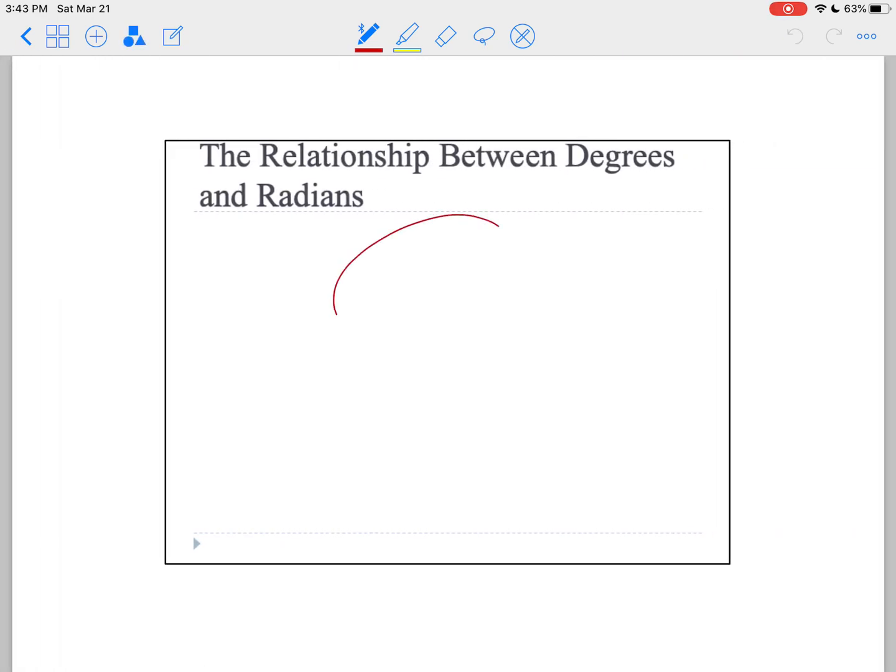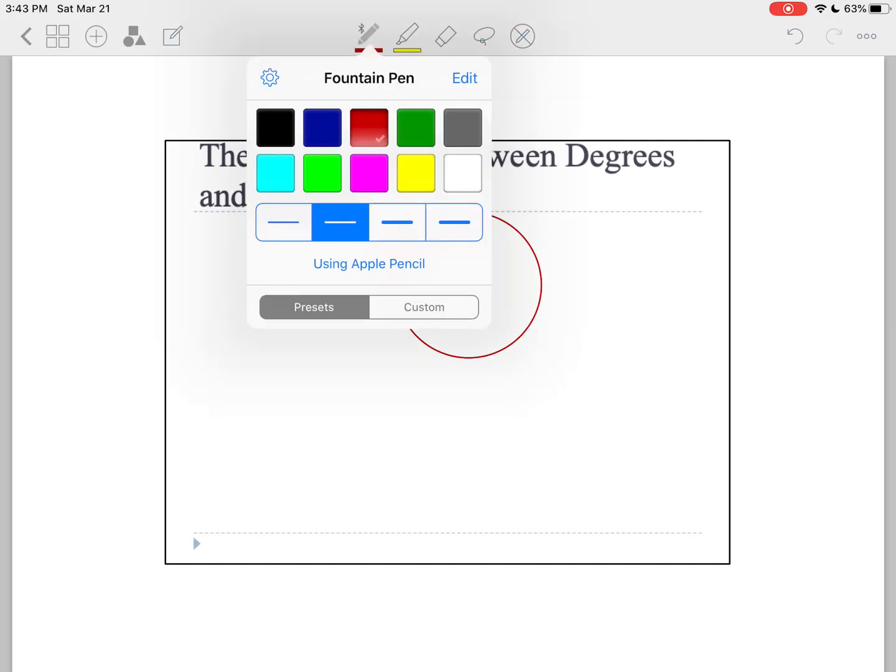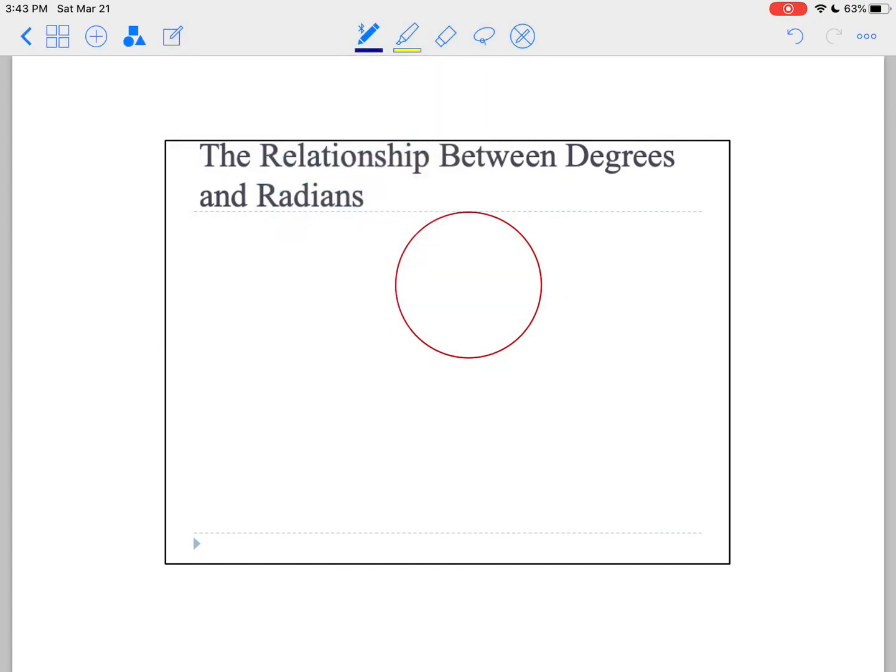And like I said earlier, if we think about a circle, if we think about going halfway around the circle, this is 180 degrees, which I think we all have that intuitive understanding. This is also pi radians.